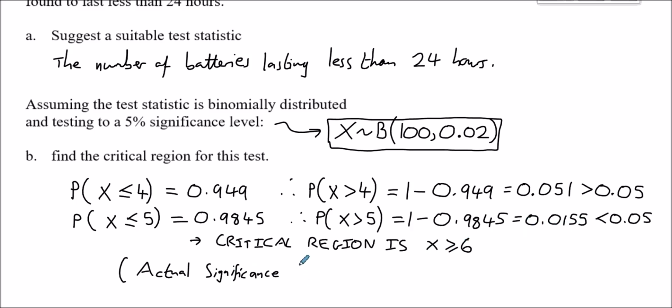So the actual significance level would be 0.0155, which is about 1.55%. So the actual significance level is often different to the stated significance level. And of course, if you're wondering if H0 would be accepted or rejected, then we can go a bit further and say that H0 would still be accepted.